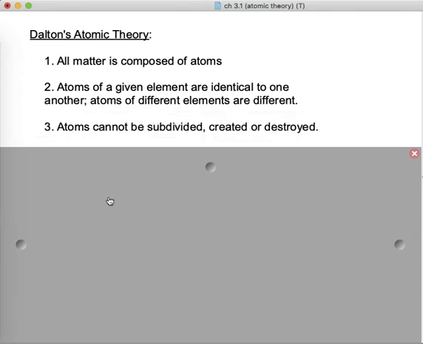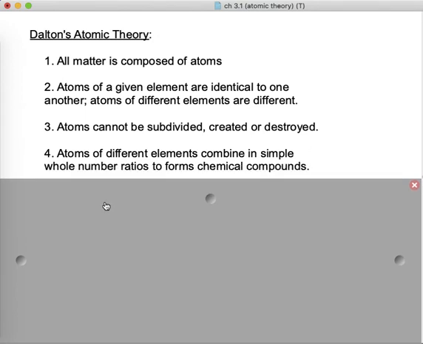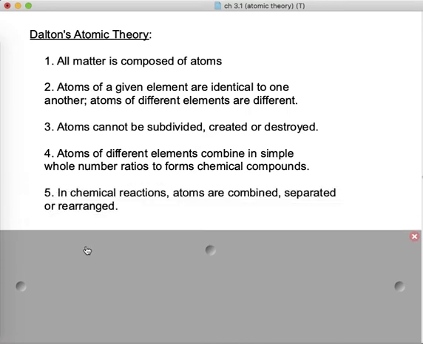Number 3, atoms cannot be subdivided, created, or destroyed. Atoms are always and will always be. Part 4, atoms of different elements combine in simple integer ratios to form chemical compounds. If I want to form a chemical compound, I'm going to take 1 atom of this element and 2 atoms of that element, or 2 atoms of this element and 4 atoms of that element, and they always combine in the same whole number ratios. And part number 5 says in chemical reactions, atoms are combined, separated, or rearranged. So when we carry out a chemical reaction, all we're doing is reshuffling or recombining the atoms.